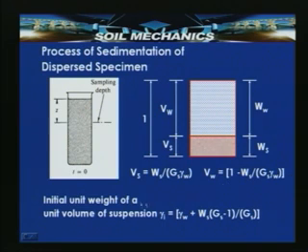So, the initial unit weight of a unit volume of suspension is given by gamma I is equal to gamma W plus Ws into Gs minus 1 by Gs. This second term is the one which is actually changing the initial unit weight of the soil suspension, making it more than the unit weight of the water. So, the initial unit weight of a unit volume of a soil suspension is given by gamma I is equal to gamma W plus Ws into Gs minus 1 divided by Gs.